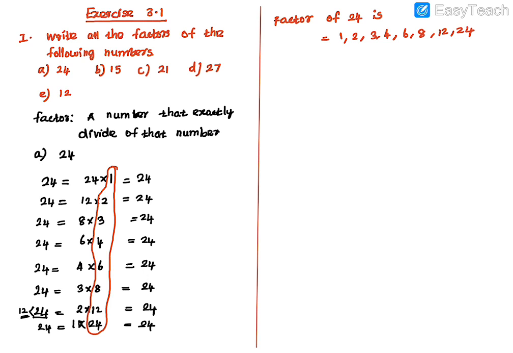So the next number: what is the next number? The next number is 15, am I right? So we look at 15. How to find the factors of 15? So next question, B. One question is over. Just put a line, students. Don't forget that.